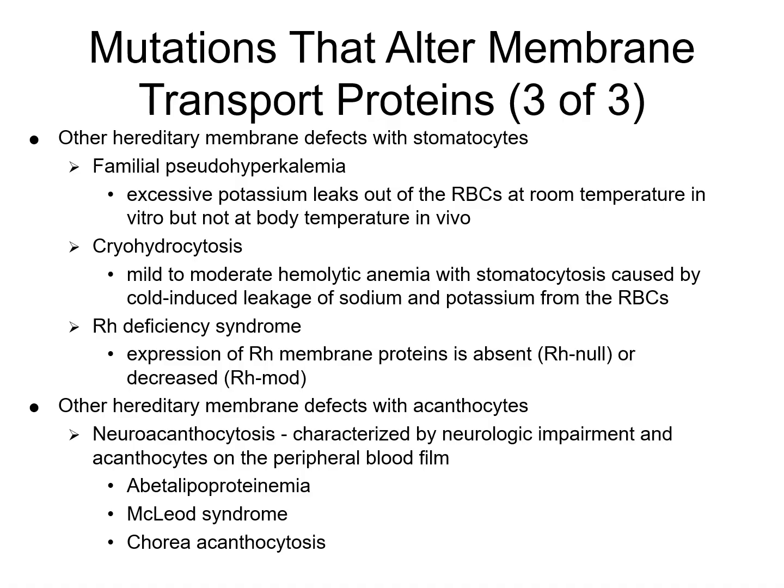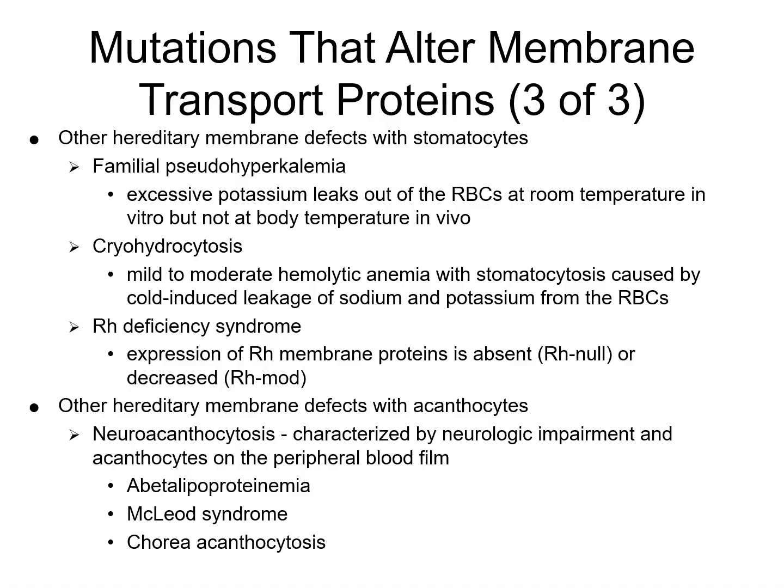Rh deficiency syndrome is caused by an absent or decreased expression of Rh membrane proteins. Some hereditary membrane defects with acanthocytes. So we have neuroacanthocytosis. This is characterized by neurological impairment in the presence of acanthocytes or spur cells on the peripheral blood. Then we have A-beta lipoproteinemia.